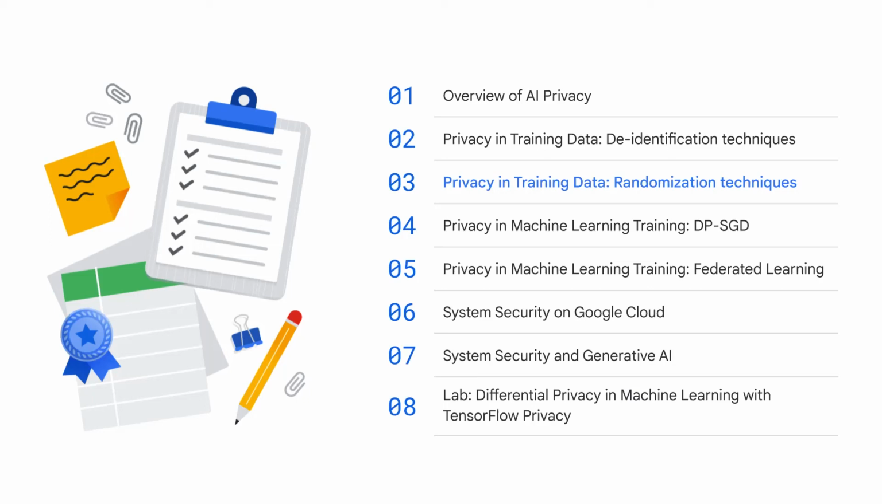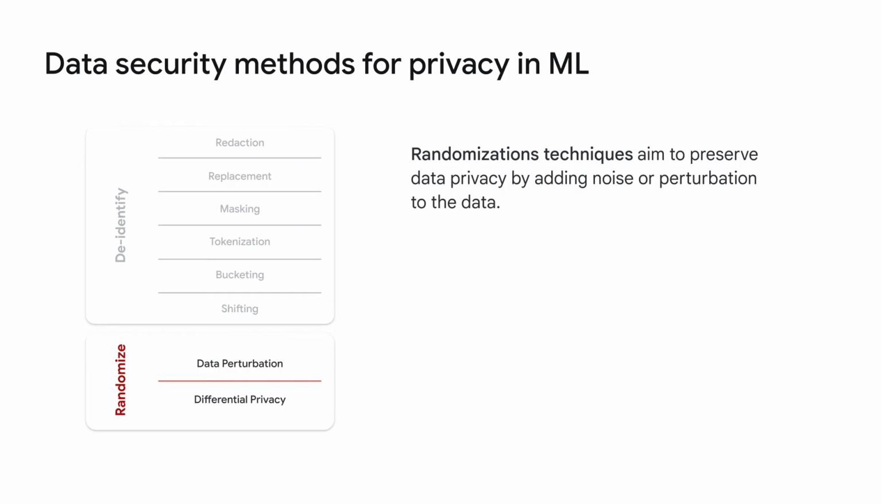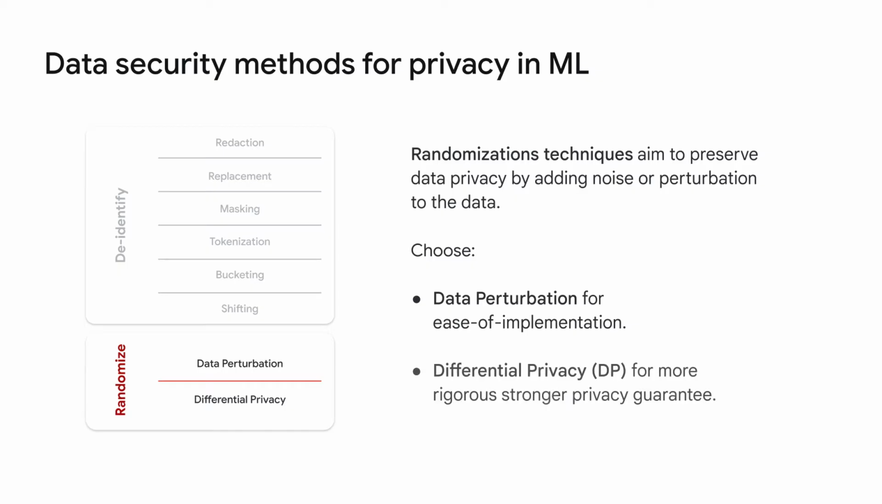Let's move to randomization techniques for privacy training in data. Randomization techniques aim to preserve data privacy by adding noise or perturbation to the data. When preserving data privacy, you can apply techniques like data perturbation or differential privacy. Data perturbation is a technique you can implement easily, whereas differential privacy provides a more rigorous privacy guarantee. Let's explore each of these techniques by looking at each method.